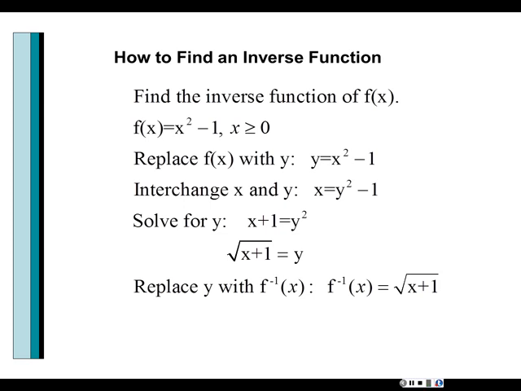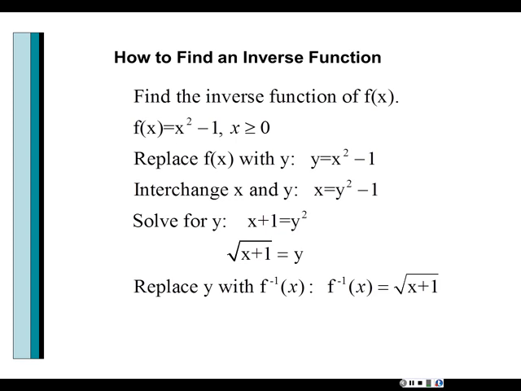Then step 2, we swap or interchange x and y. So we just replace the y by x and x by y. Then we solve the equation for y. To solve the equation for y, what do we do? We have to isolate the y, right? For this function, we found that y equals the square root of x plus 1.